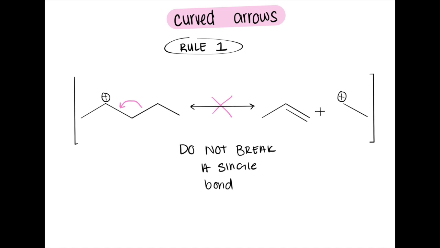When drawing curved arrows for resonance structures, remember these two rules. First, avoid breaking a single bond when drawing resonance structures. By definition, resonance structures must have all the same atoms connecting in the same order. Breaking a single bond would change this, hence this is the first rule.